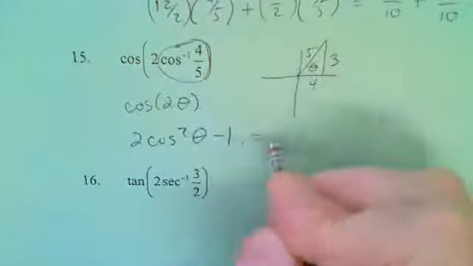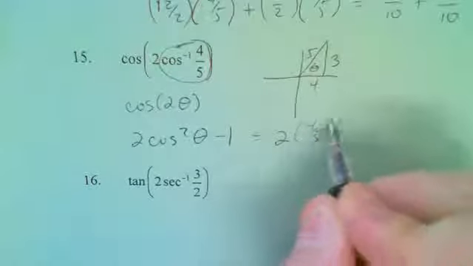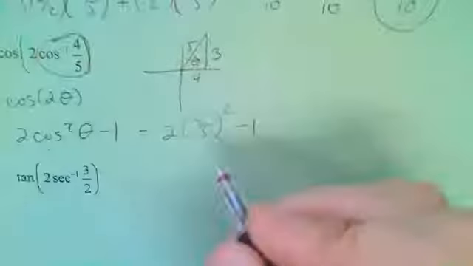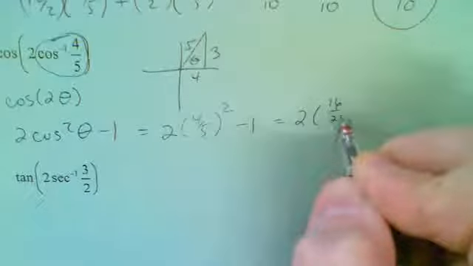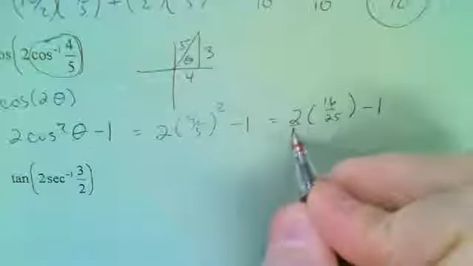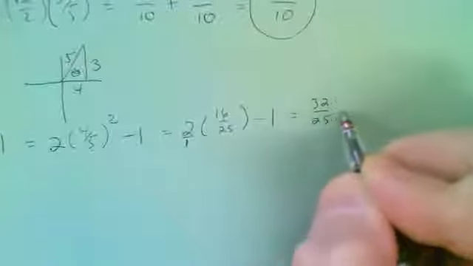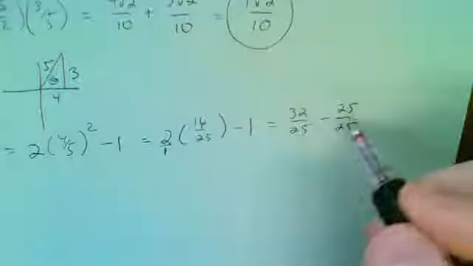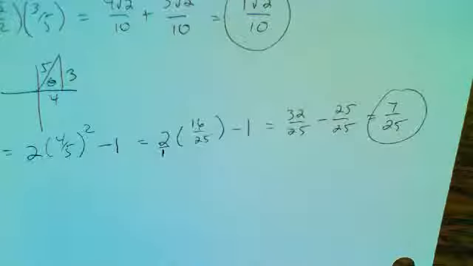So now I just have to fill in 2 times. The cosine of theta is 4/5. So I'm going to take 4/5 squared, because it says I want to take cosine squared, minus 1. So then to do the math, I have to square that first. So I'm going to get 2 times 16 over 25. And remember, this is 2 over 1. So when I multiply, I get 32 25ths minus 1, which is 25 25ths. And when I subtract those, I get 7 25ths. And that was the cosine.